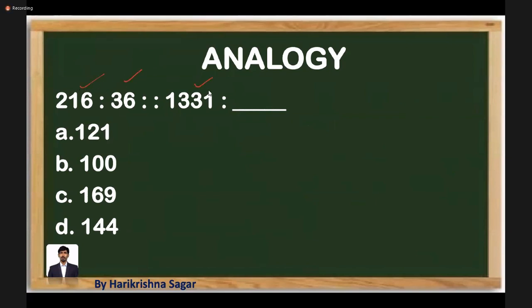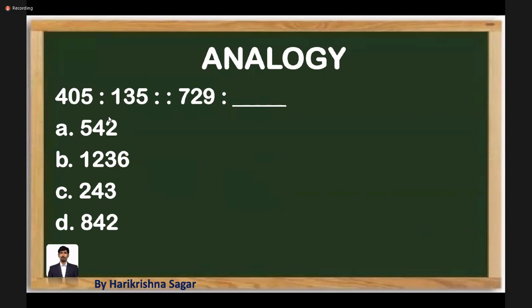216 : 36 :: 1331 : what? So first of all, understand the reference pair 216 and 36. What is 216? 6 cube. What is 36? 6 square. So using the similar logic, 1331 will be what? 1331 is basically 11 cube. 11 cube is going to be 11 square. What is 11 square? That's 121. Available as option A, mark it as answer choice.